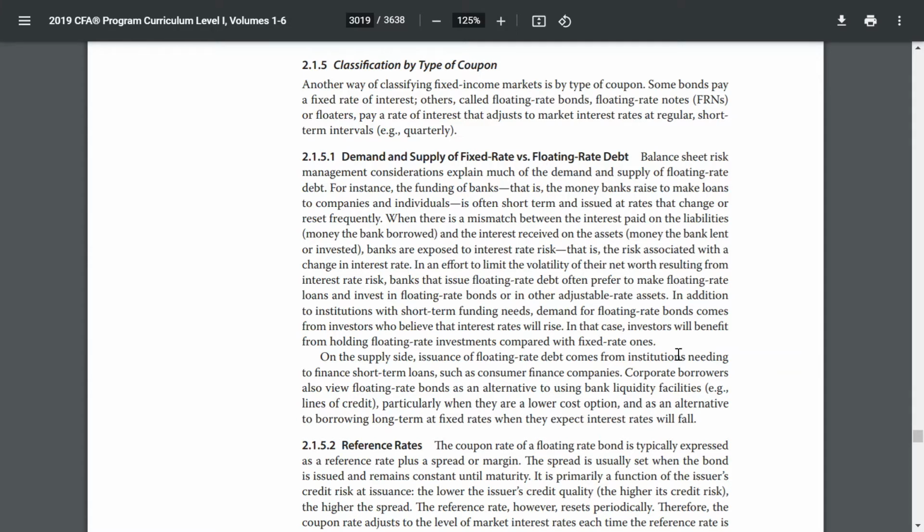For instance, the funding of banks, that is, the money banks raise to make loans to companies and individuals, is often short term and issued at rates that change or reset frequently. When there is a mismatch between the interest paid on the liabilities and the interest received on the assets, banks are exposed to interest rate risk, that is, the risk associated with a change in interest rates, and they try to limit the volatility of net worth resulting from interest rate risk. Banks that issue floating rate debt often prefer to make floating rate loans and invest in floating rate bonds or other adjustable rate assets. In addition to institutions with short-term funding needs, demand for floating rate bonds comes from investors who believe that interest rates will rise. In that case, investors will benefit from holding a floating rate investment compared to fixed rate ones.